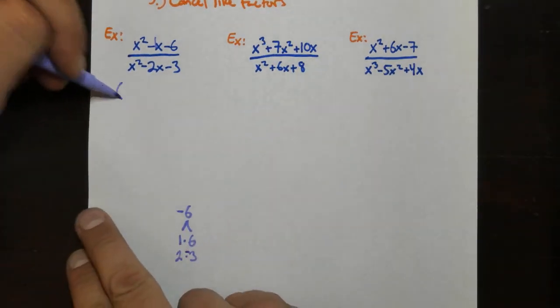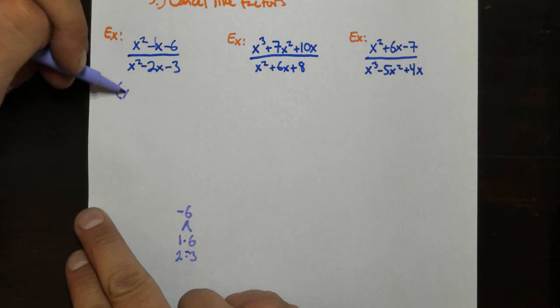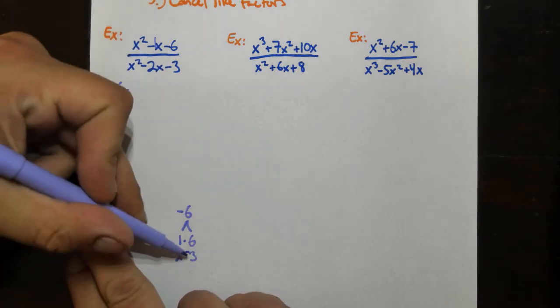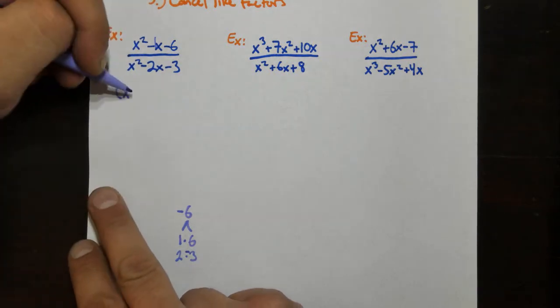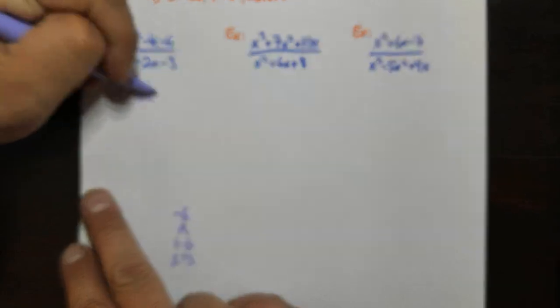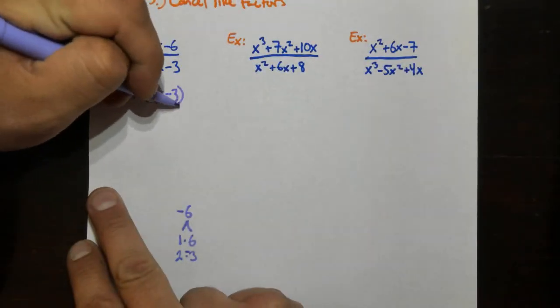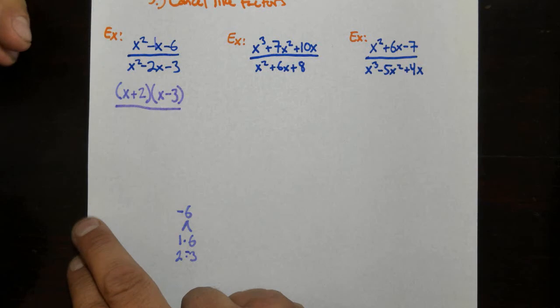So I'm going to put them into my factors. And it doesn't matter which one you put first. You could put 2 first or -3 first. So I'm going to put x plus 2, x minus 3. And then we need to factor the bottom.